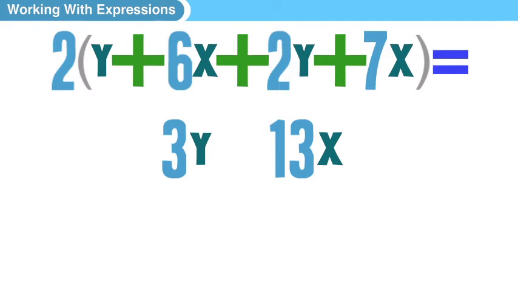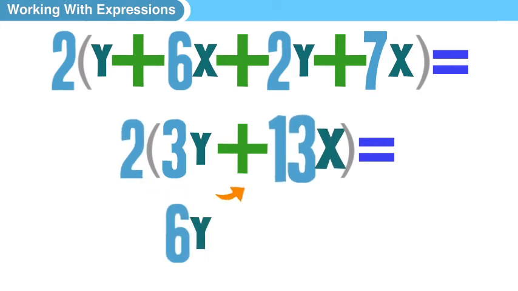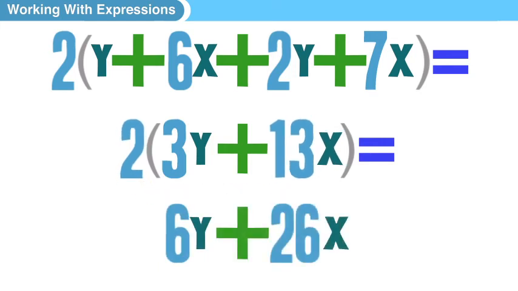And we can move them around because they're being added. You might recall the commutative property of addition, which says we can move terms around when we have addition. We can't do that with subtraction, but we can do it with addition. So we now have 2 outside of the parentheses, 3y plus 13x. Now we use the distributive property: multiply that 2 by each term, 2 times 3y and 2 times 13x, and we're left with 6y plus 26x. You might say that looks really different from where we started. That's totally fine. Same expression written a different way.